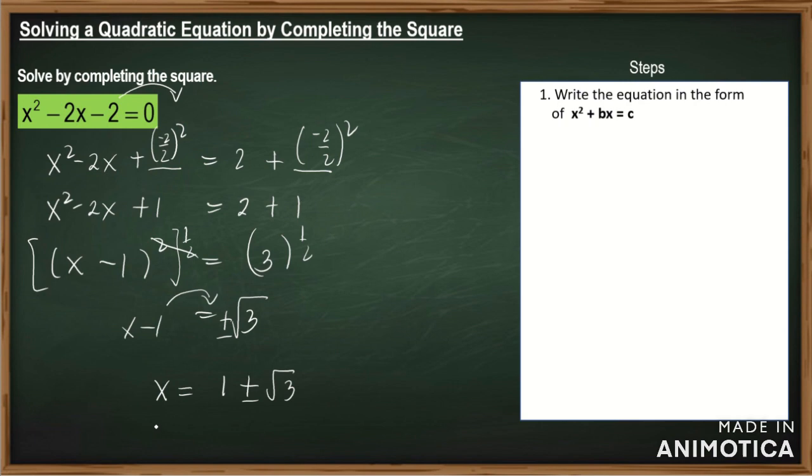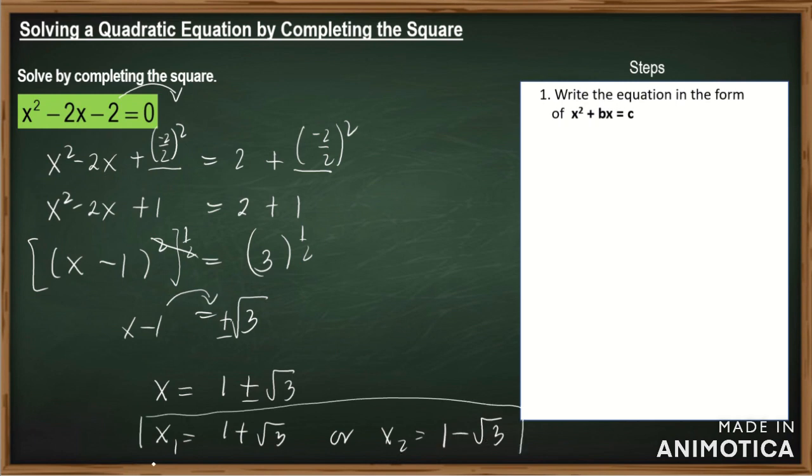Then, we have now the two solutions. X sub 1 is equal to 1 plus square root of 3. Or, x sub 2 is equal to 1 minus square root of 3. These are now the solutions, and we cannot simplify it further because we cannot combine an integer to a radical. Okay? So, that's it.